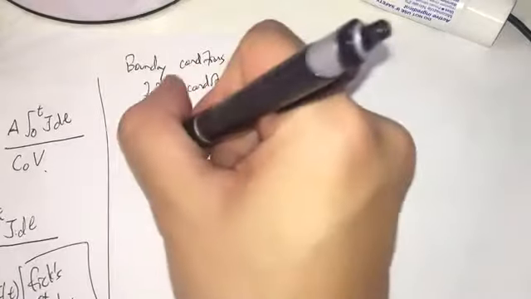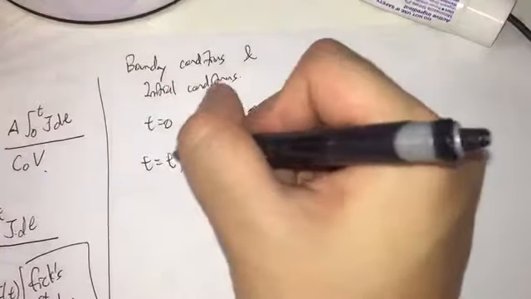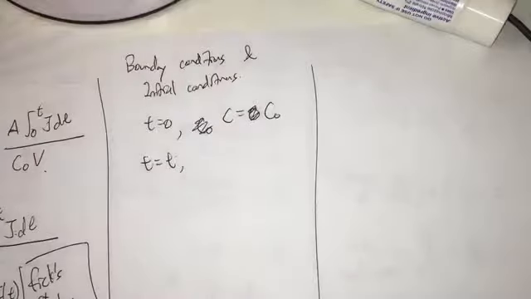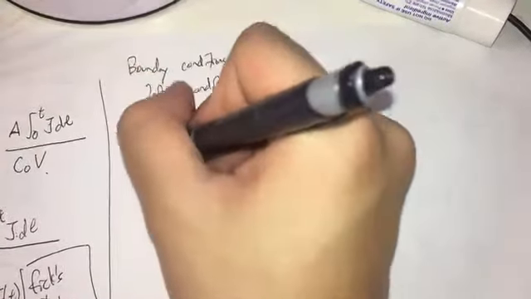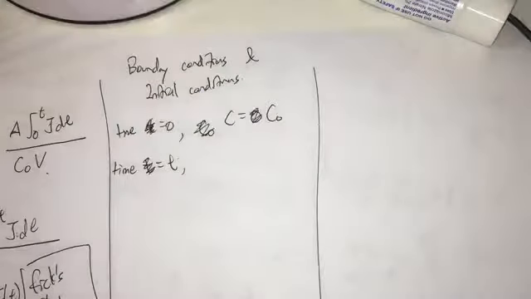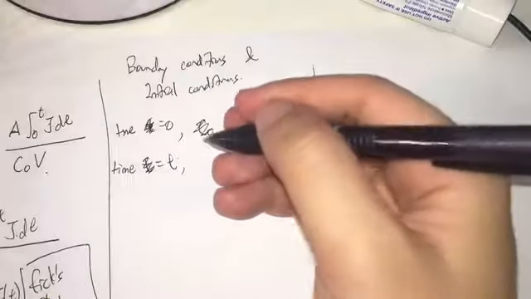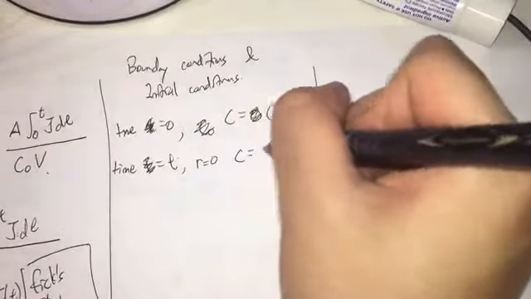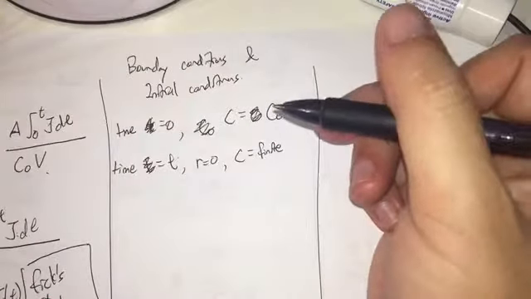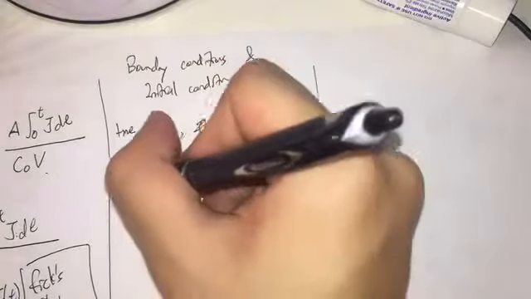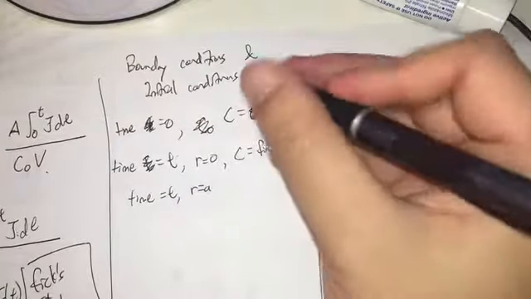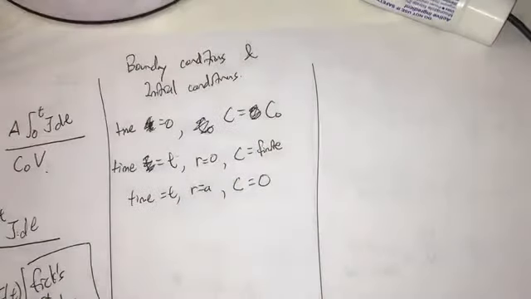So at any time t after t equals 0: at the center of the sphere, r equals 0, C is finite. There's no infinite concentration or anything like that. And at time t, at the edge of the sphere, r equals a, the concentration of gas equals 0. But that does not mean that the concentration gradient is 0.